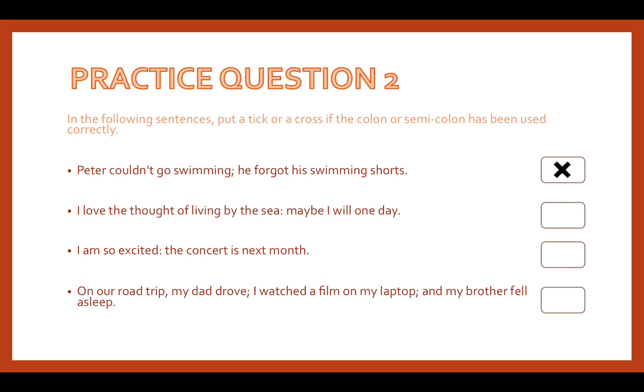Okay, so the first one is incorrect. So this semicolon should be a colon, okay? Peter couldn't go swimming, he forgot his swimming shorts. This is just adding extra information to the first part, so this would need to be a colon. Again, the second sentence is incorrect. So I love the thought of living by the sea. Maybe I will one day.